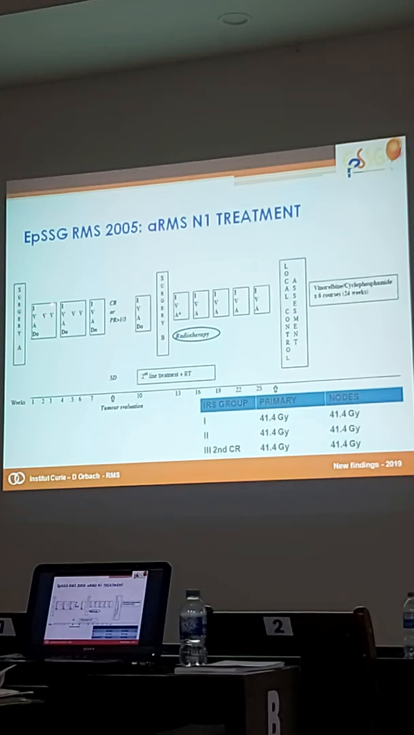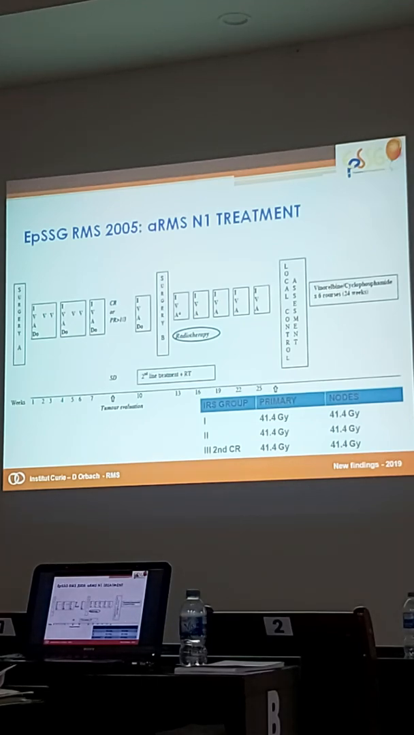These patients were supposed to receive 4 courses of IVADO, surgery on the primary, radiotherapy on the primary and in the lymph node area, 5 courses of IVA, and 6 months of vinorelbine and cyclophosphamide.